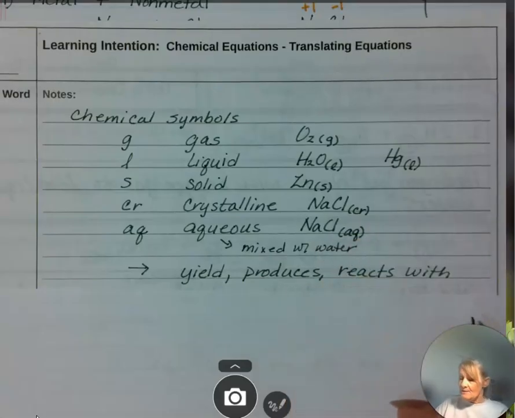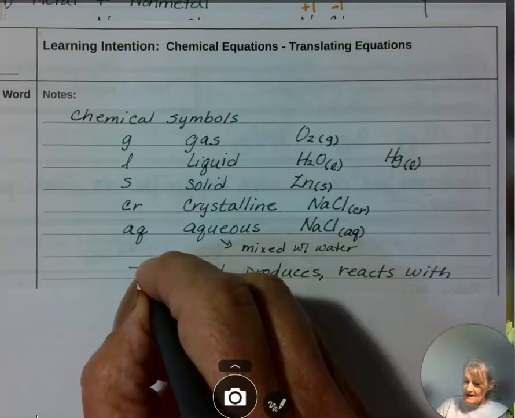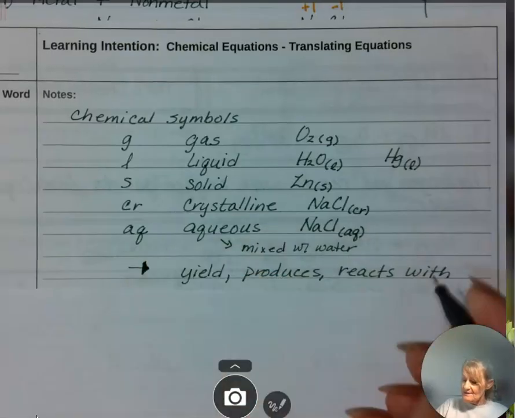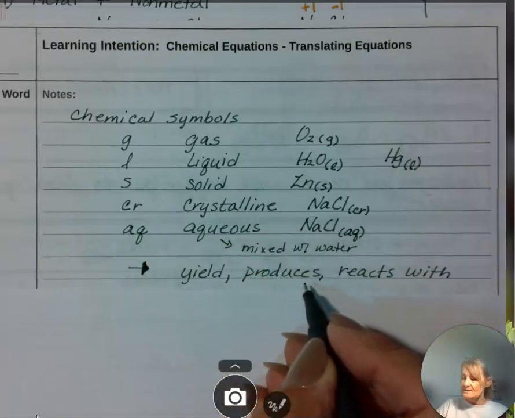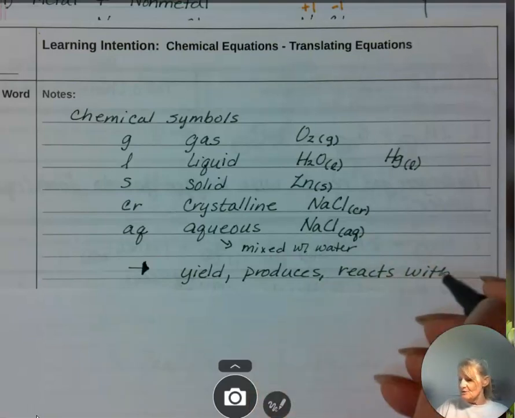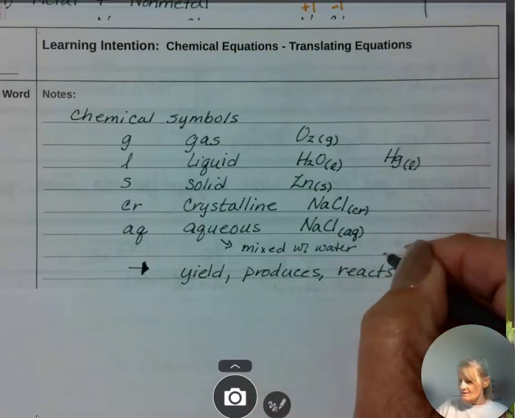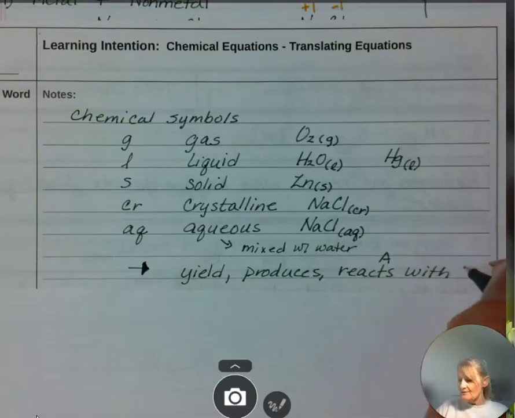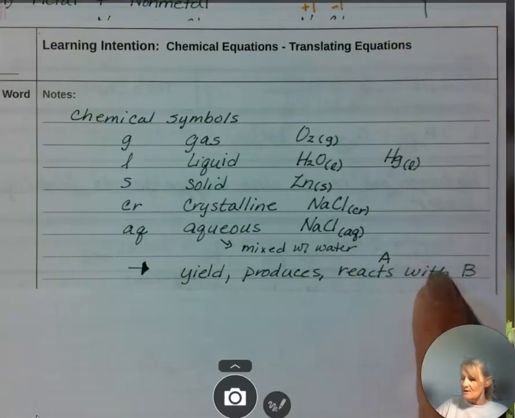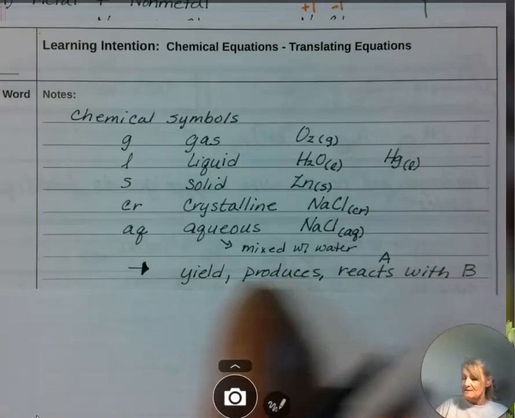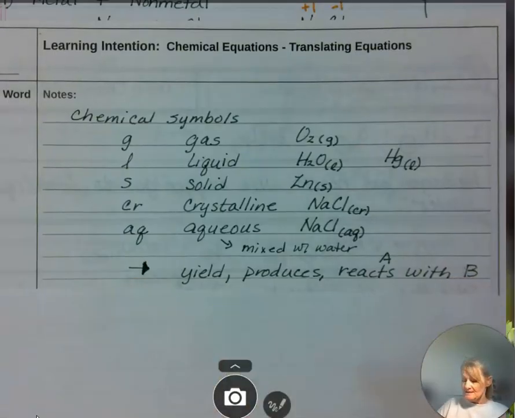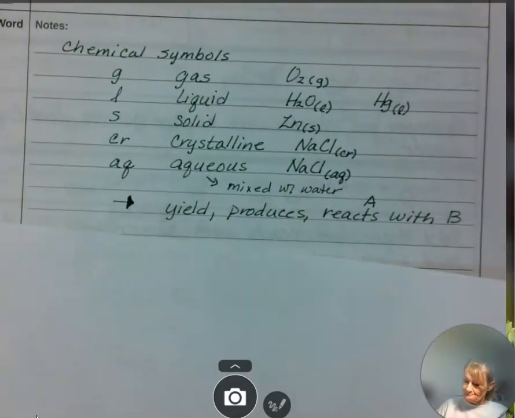Okay. Also remember that our arrow, when we talk about that, means yield or produces. And so I kind of put this out there, but it could be that A reacts with B. So when we're talking about reacting, A reacts with B to yield something. So get those down, and then let's go on.